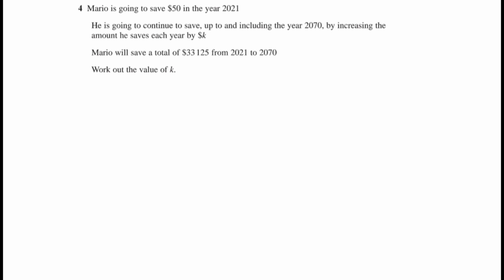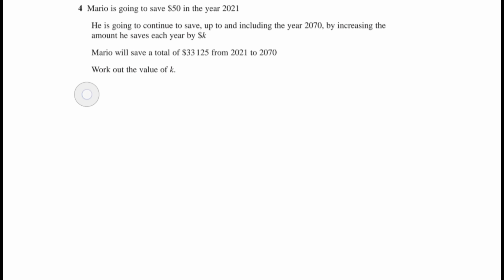Mario is going to save $50 in the year 2021. He is going to continue to save up to and including the year 2070 by increasing the amount he saves each year by K. Mario will save a total of $33,125 from 2021 to 2070. Work out the value for K.